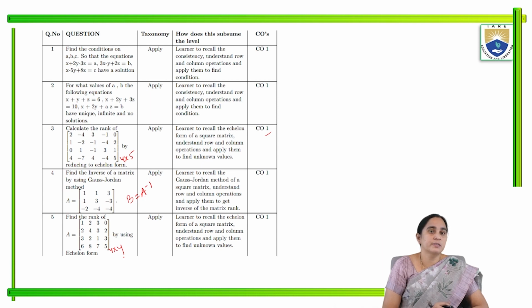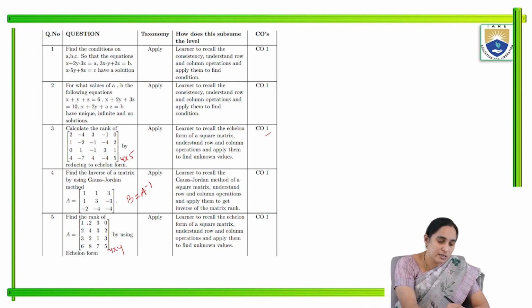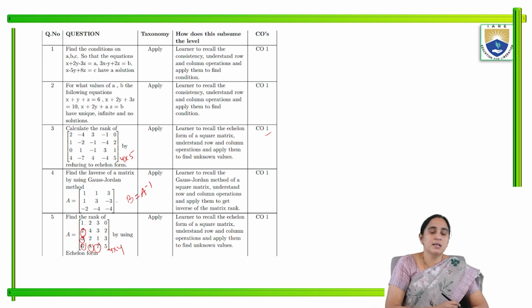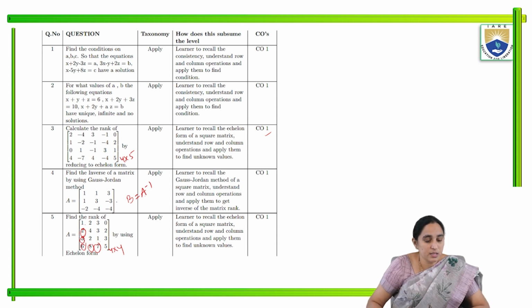For that square matrix, what does reducing to echelon form mean? Look at the diagonal elements 1, 4, 1, 3. Below the diagonals are 2, 3, 6, 8 and 7. We have to reduce those values to 0. After that, the matrix is converted to echelon form, and the number of non-zero rows is equal to the rank of A. Since this is a square matrix, reduce it to upper triangular, which means below the diagonals are zeros. That is the concept for the fifth question.